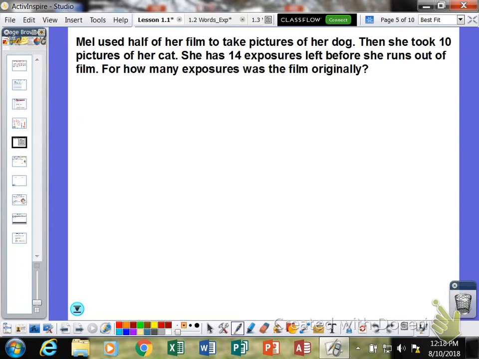So, well, we know that she used half of what she had. And then she took 10 pictures of her cat. She has 14 exposures left. Okay, so what we could do is start with what she has left. The 14 exposures is what she has left. So let's start with what was left. Well, it's easy to add on then the 10 exposures for the cat. So prior to taking the pictures of her cat, she had 24 exposures left.